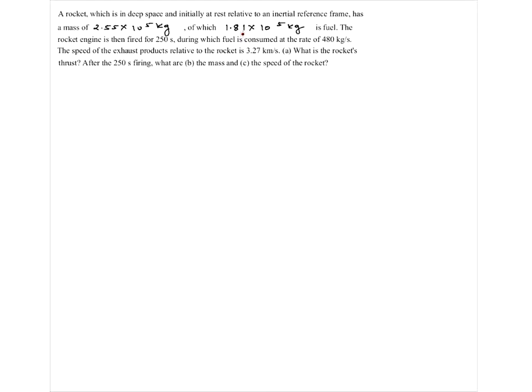Here your frame will be this frame. And look at this number also, 480 kilograms in 1 second. Mass of a small car is around 1000 kg. So in 2 seconds, nearly 1000 kg is gone, mass of a small car.